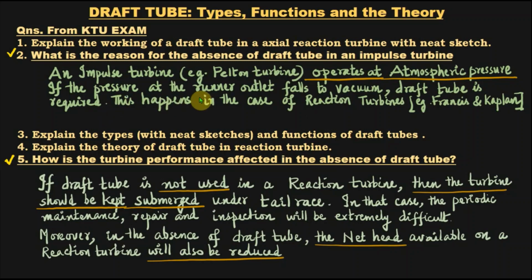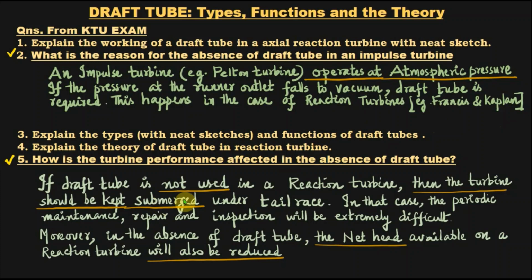So the pressure at the runner outlet falls to vacuum in the case of reaction turbines, such as Francis turbine and Kaplan turbine. So we require a draft tube in the case of reaction turbines, but we don't require a draft tube in the case of impulse turbines. Now the fifth question, how is the turbine performance affected in the absence of draft tube?